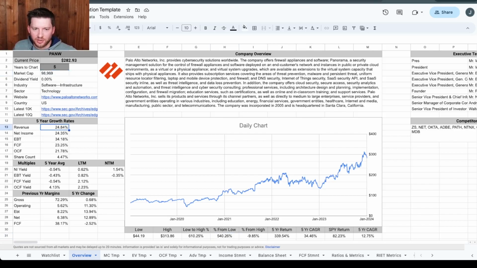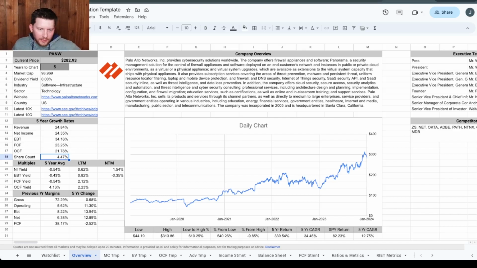Revenue growth over the last 5 years has been about 24% average, net income 24%, EBIT 34%, free cash flow 23%, operating cash flow 21%. But share count has risen on an average about 4.47%. And that's something that we will see with them, is that they have been a little bit acquisitive in their ventures over the last 5 years. And some of that revenue growth has really been from acquisitions that they've actually done.